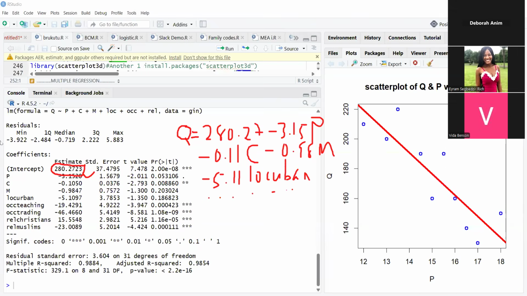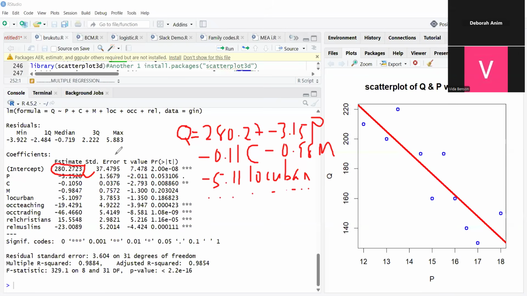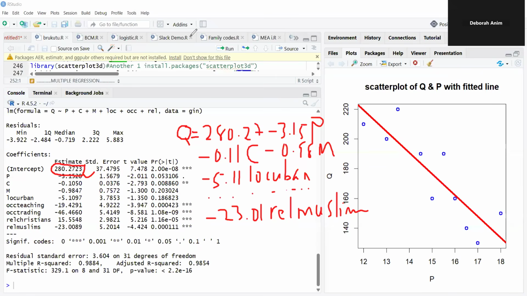And then you keep going. What's the last one? Who can tell us the last one, Vida? Yeah, Deborah. The last one is plus. It will be minus 23.01 real Muslims. And you don't need to add the error term. So that is how it's got to be. Okay. I just hope that you're all following. In fact, in reality, this is exactly what you're going to write.